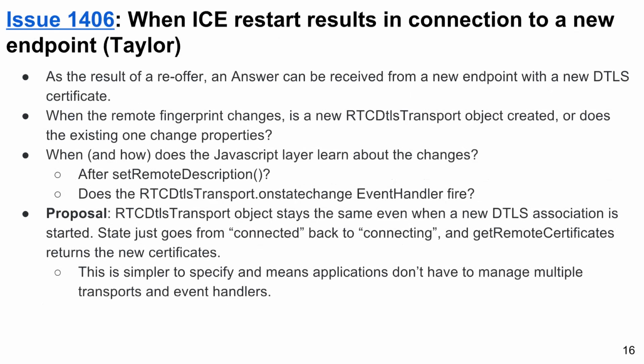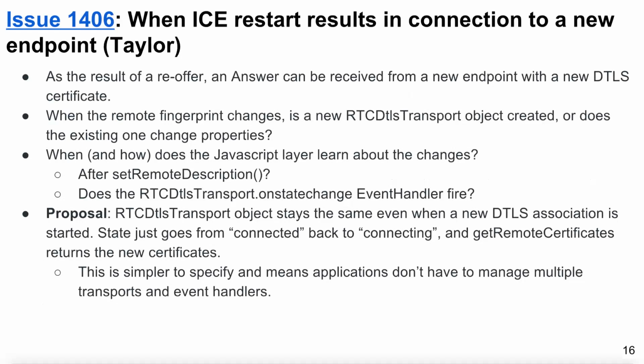Now, this is a similar question, but for DTLS transports. This issue specifically talks about when a local offer initiates an ICE restart and then the remote endpoint decides to also have a new DTLS association. But there's also the situation where a remote offer initiates a new DTLS association. So I think first we should answer the general question of should new DTLS associations result in new DTLS transport objects or not.